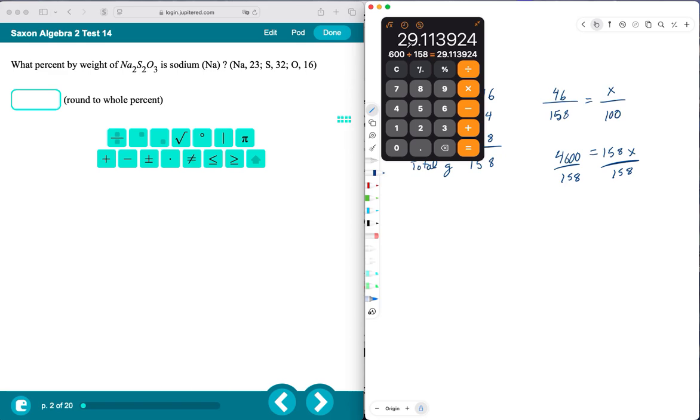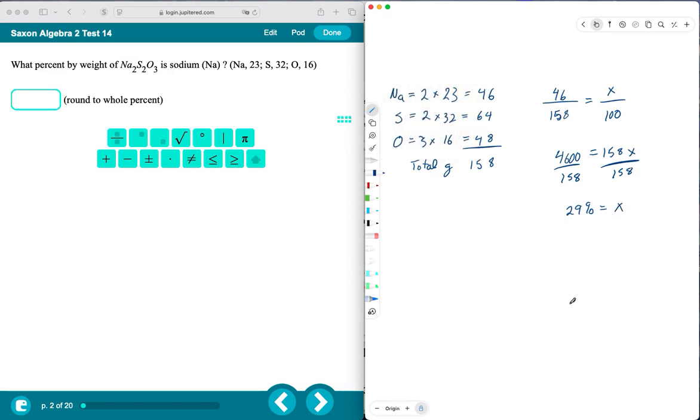It says to round to the nearest whole percent. So the nearest whole percent is going to be 29, because this 0.1 is not enough to round this to 30. So 29% is our x. That's going to be your answer. You put 3%, and I think what you did was you rounded this up to 3. I'm not sure why you did that. 29% is what we're looking for here.